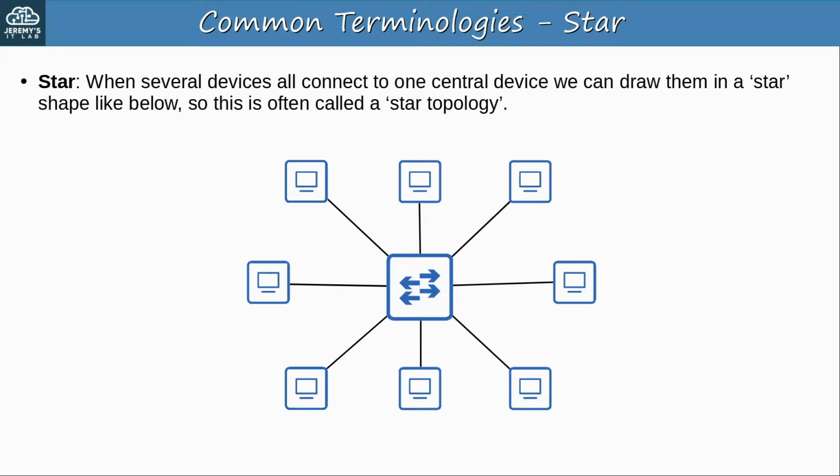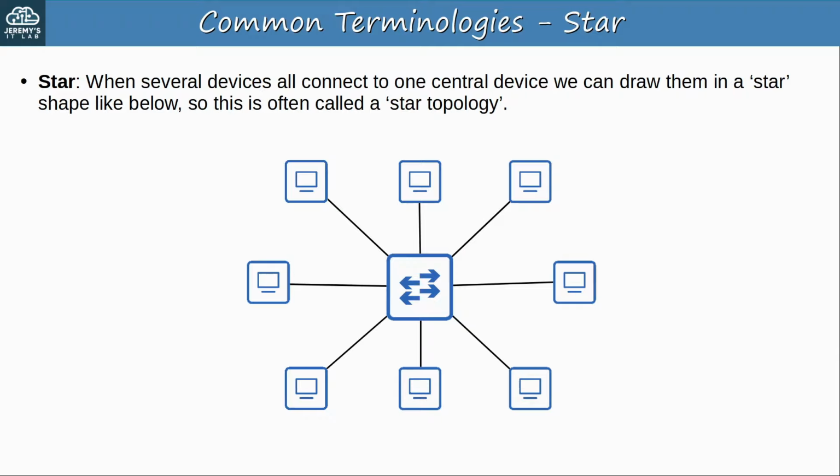And now, before introducing the 2-tier and 3-tier LAN designs, which are the main topics of this video, I want to briefly introduce a few common terminologies you might hear, and which I might use throughout this video. These are general terms, not only for LAN design, but for connections between devices in general. The first one is called a star topology. When several devices all connect to one central device, we can draw them in a star shape like below. So this is often called a star topology.